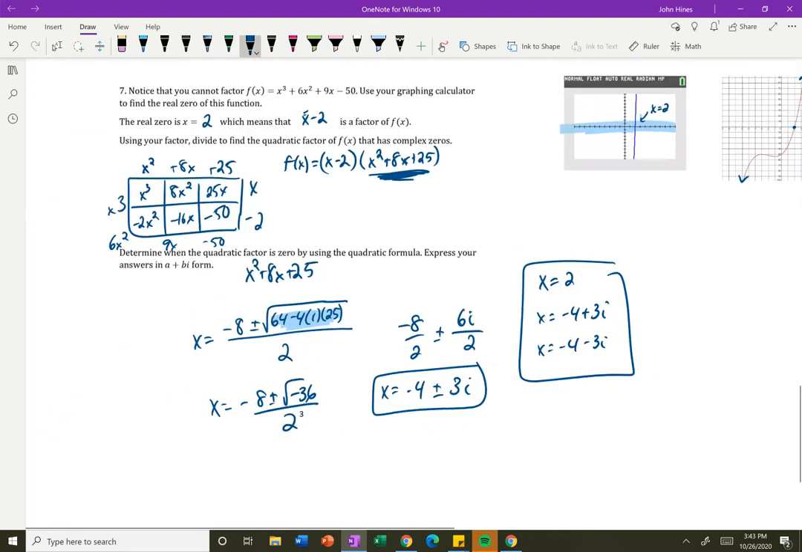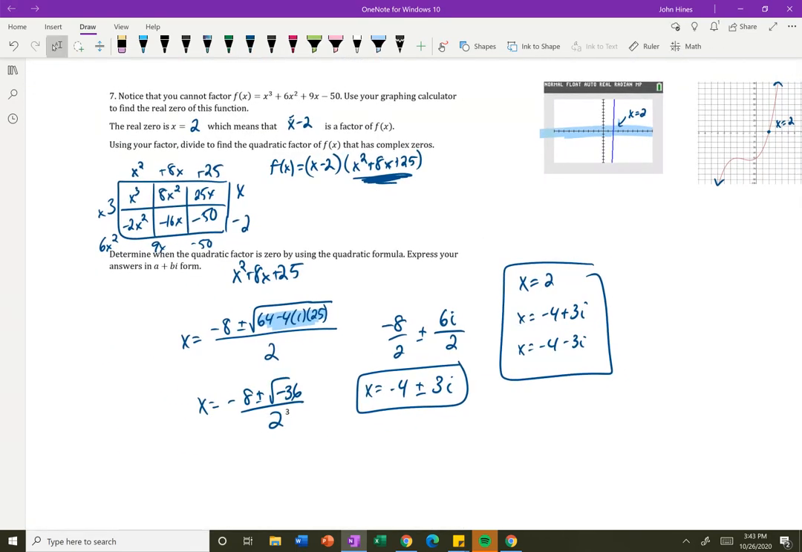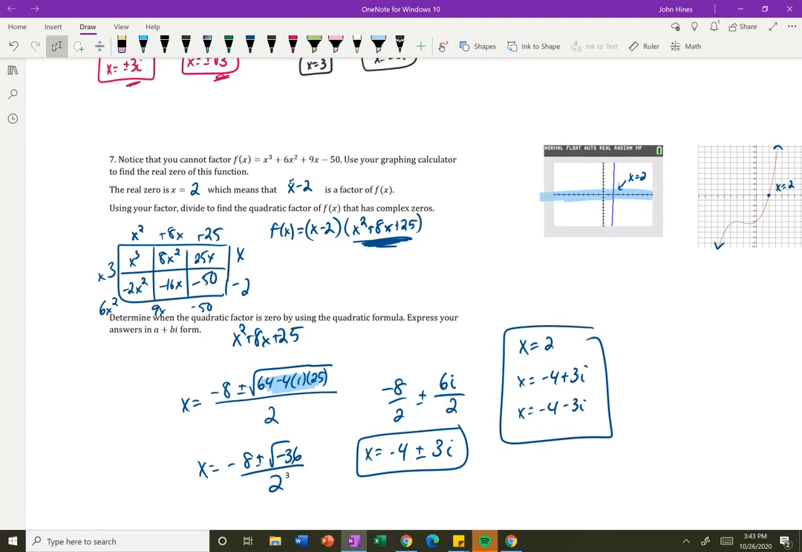So hopefully this is a good review of everything we've learned this year and how complex numbers can pop up.